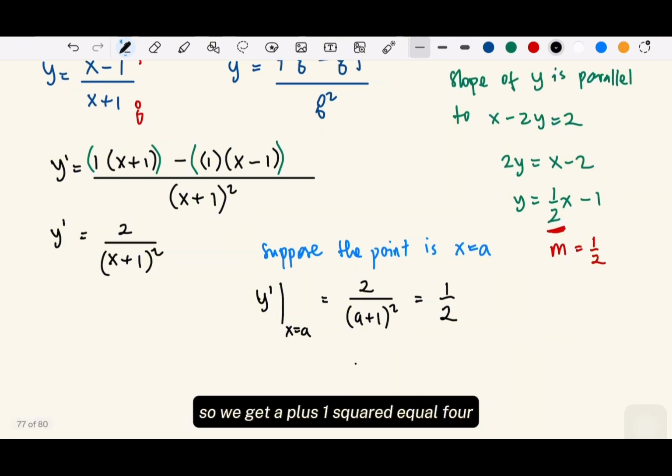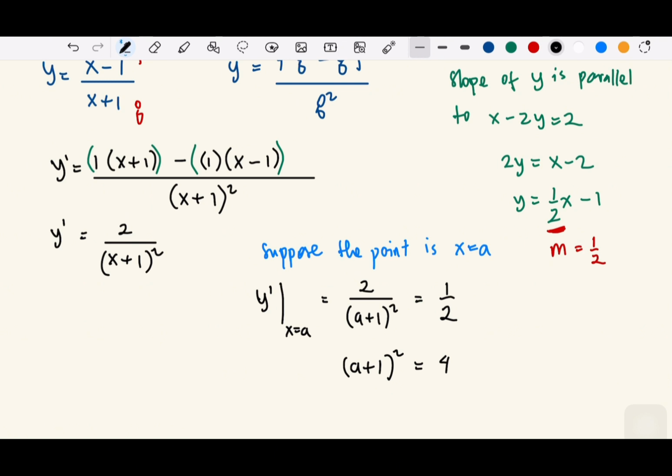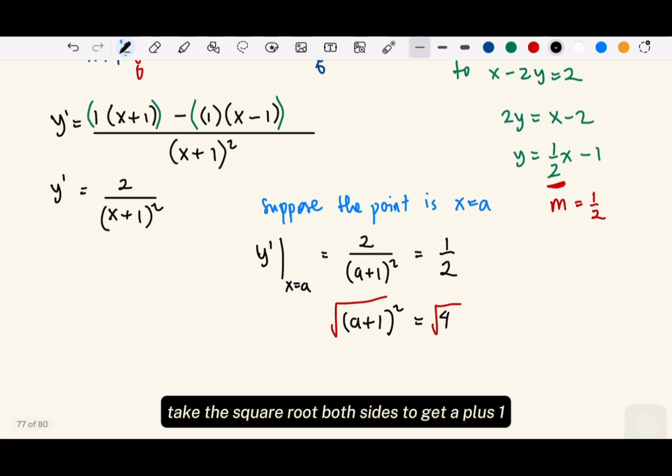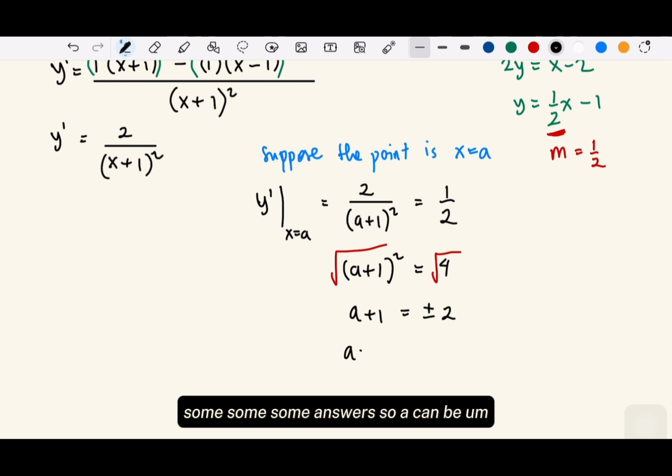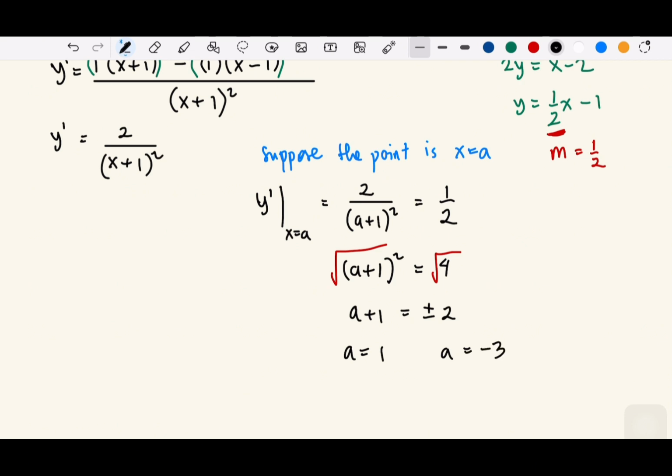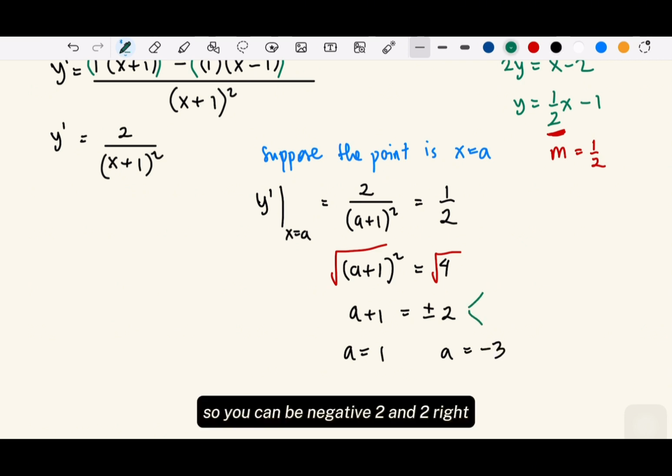So we get a plus 1 squared equals 4. So take the square root of both sides to get a plus 1. And remember, because it's squared, we get plus or minus. So perhaps we can set this into some possibilities. Some answers. So a can be 1, or a can be -3. Okay, so a plus 1 can be -2 and 2, right?